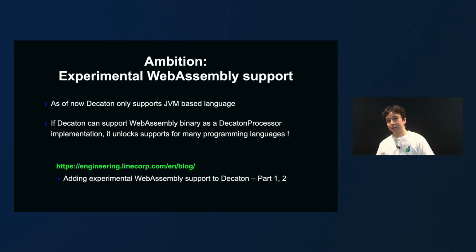By the way, an interesting article about experimental support for WebAssembly in Decaton was recently posted on the engineering blog. Currently, Decaton only targets JVM-based languages. Still, if we can realize this, it would allow us to write the Decaton processor in any programming language compiled into WebAssembly, allowing us to utilize Decaton for more use cases. You might also enjoy this exciting article because it goes into some detail about the WebAssembly System Interface, so please look at it if you like.